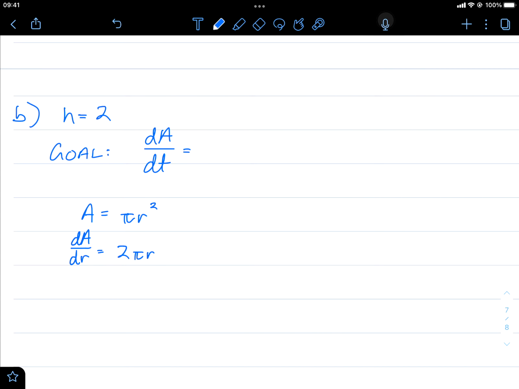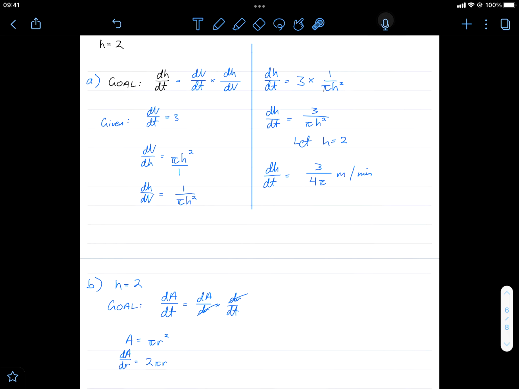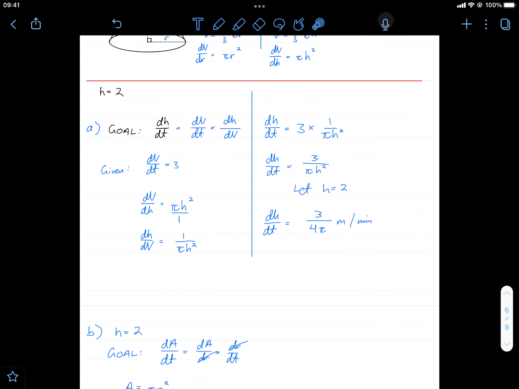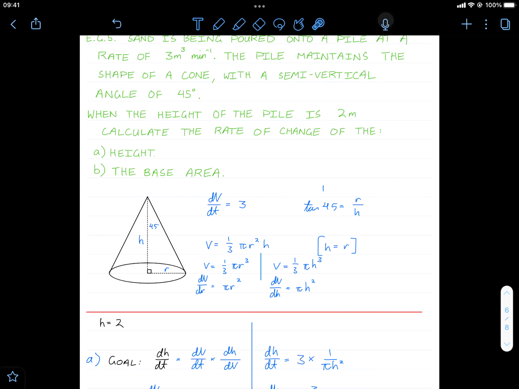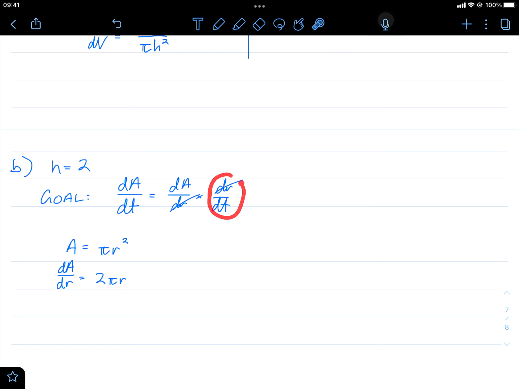Okay, so now we can use this. We have dA on dr. If we can now find dr on dt, we can cancel these two, leaving us with dA on dt. So we can try and go ahead and look for that. You can pause and give this a go yourself. But as much as you keep trying, it's going to be very difficult to find, because we don't have anything that will give us the rate of change of r, or the radius, against time. So we will not be able to find dr on dt.